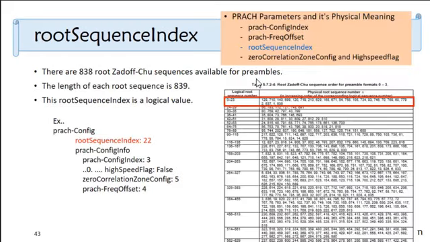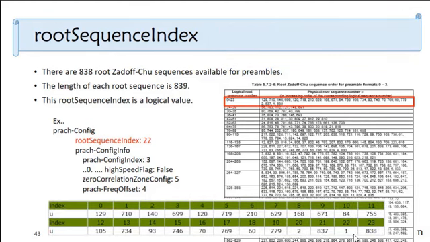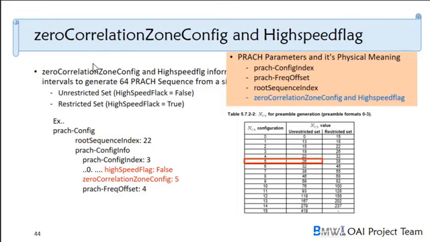After this, we will introduce what the root sequence index is. There are 838 root Zadoff-Chu sequences available for the preamble. You can see here, for example, the root sequence is 22, and we go to this table and find the 22, the u will be 1.